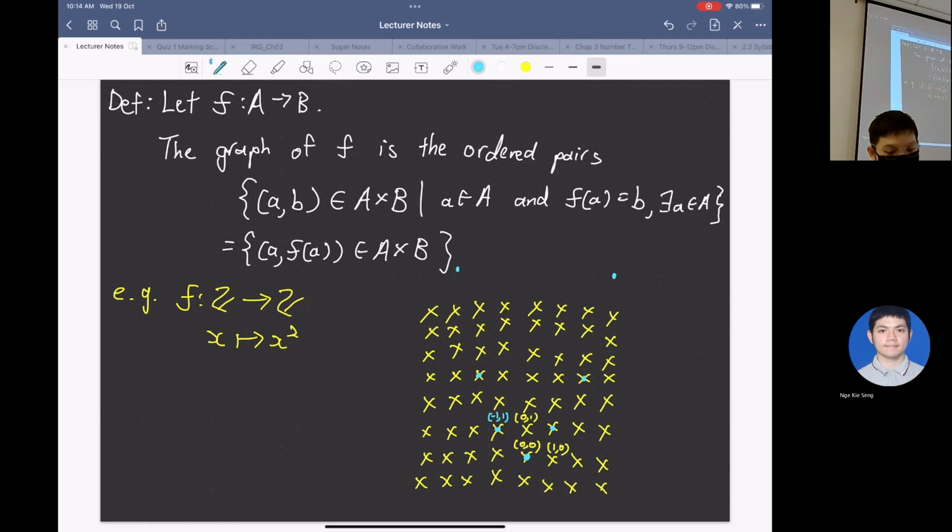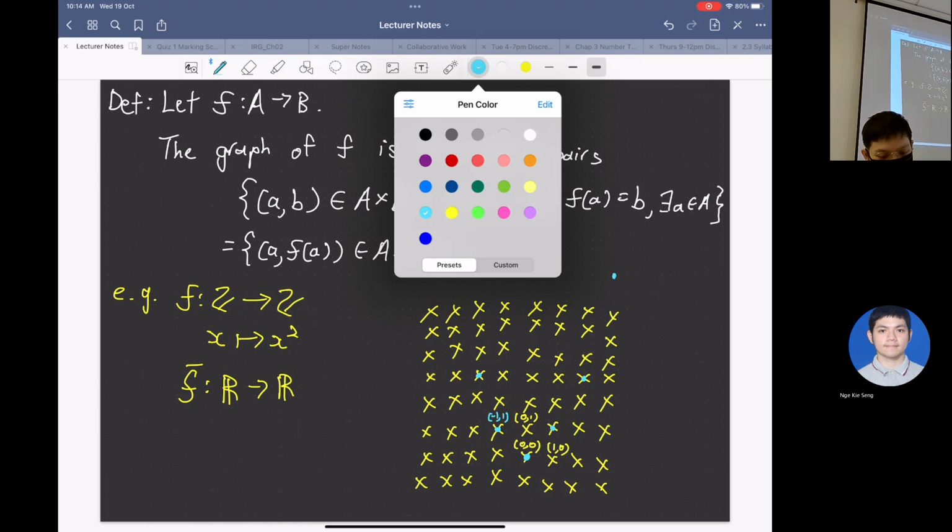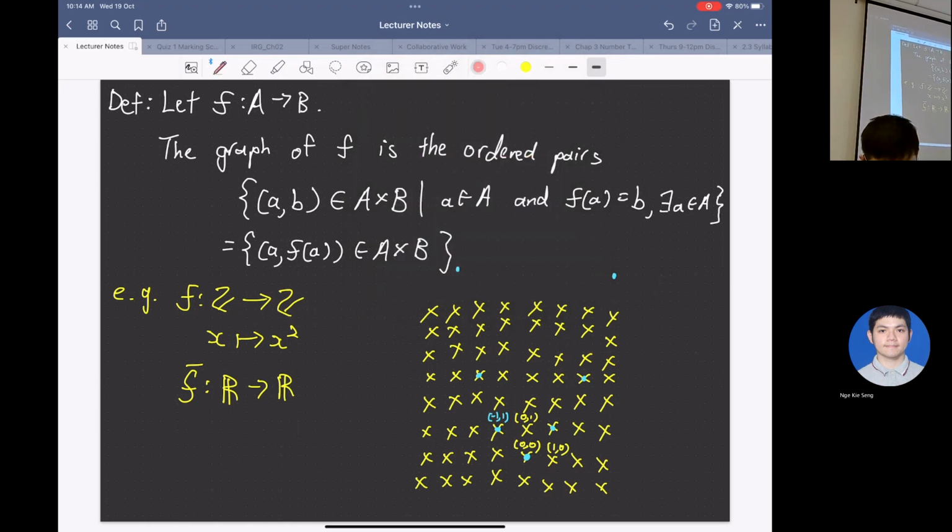But if you turn this into R, so if instead we look at R, which is not discrete, you could link all these points together. Then this x squared is the continuous x squared. So this is the graph of the real x squared.